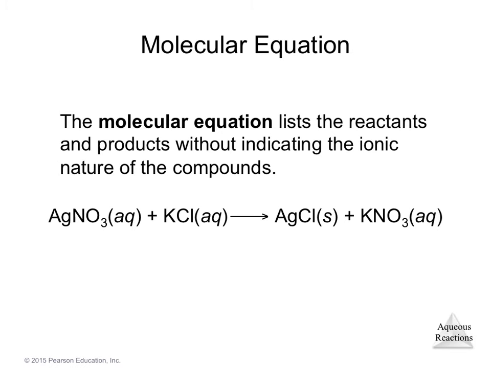So the molecular equation lists the reactants and the products without indicating any ions. This is the overall balanced equation that shows the reaction stoichiometry, but not the forms as they exist in solution. So all we know here is that both of our reactants are in solution and that our potassium nitrate is a product that is in solution, but that's as far as we go with the molecular equation. This is, again, important for you to do stoichiometry.